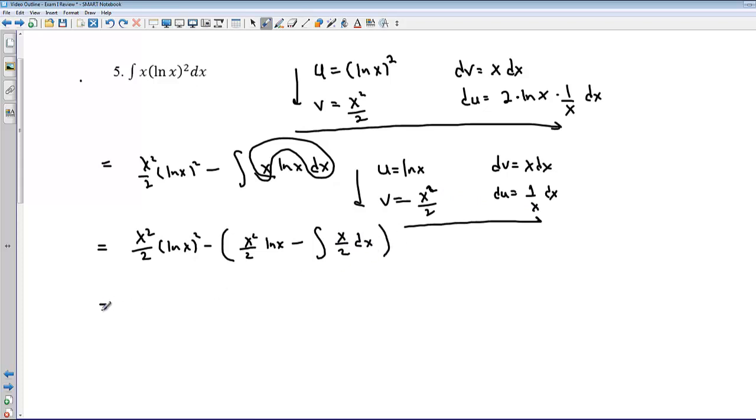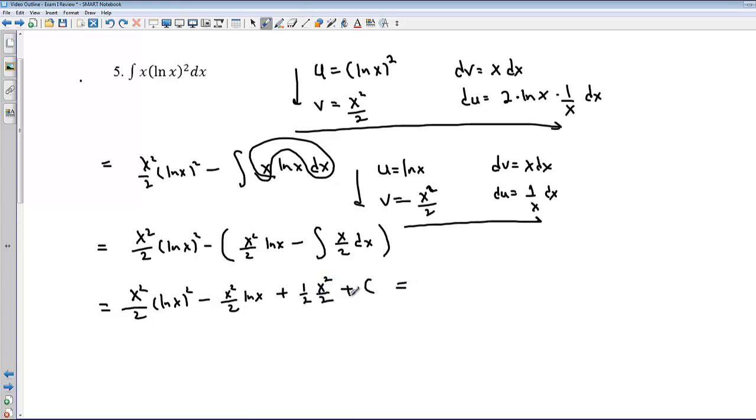And so then this is going to equal x squared over 2, ln of x quantity squared, minus, and I'm going to bring that minus sign through, so x squared over 2, ln of x. And then a minus makes this a plus, and then I can integrate this out. I can add 1 to it and divide by it. So basically you have 1/2, and then you add 1, so x squared, and you divide by it. And then that's all we need, plus c.